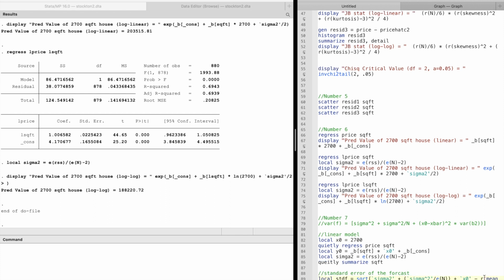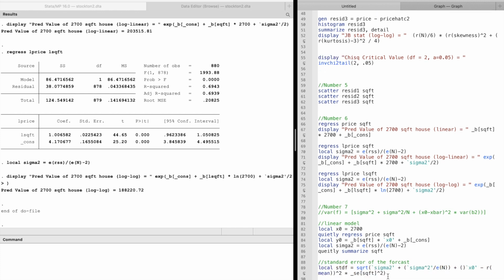Here's the mean of our square footage from that summarize command. And this should be squared times standard error square footage squared, which is the variance of B2, the standard error of the coefficient that goes with square footage squared. And then that should give us our degrees of freedom for the forecast.